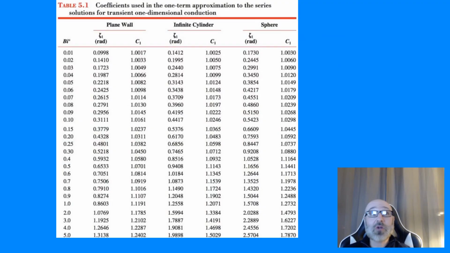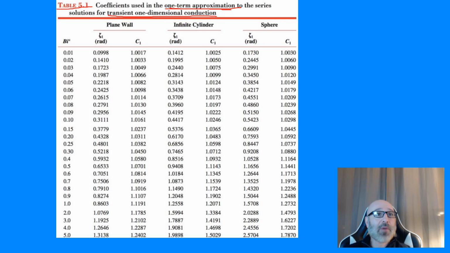Now let's go back and take a look at our textbook at the table that we referenced, table 5.1, which gives us the coefficients used in one-term approximations. Again, this is just for the one-term approximation to the series solutions for transient one-dimensional conduction. So very specific right there. Make sure when you're using these tables, you do look at them and see what they apply to. So that's the case here.